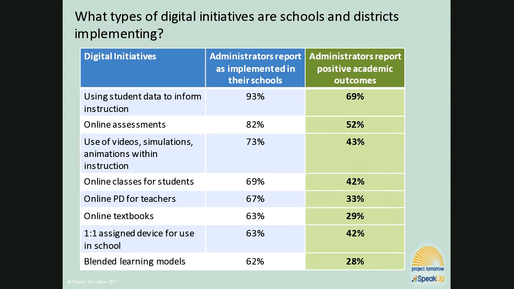So 69% of the administrators said that the use of student data to inform instruction is having a positive academic outcome. 43% looked at the use of videos, simulations, animations within instruction as driving more positive outcomes. The idea of having a one-to-one mobile device assigned for students to use in school, 42% of the administrators said they were seeing positive outcomes associated with that. So this is a really interesting bit of data. As I said, we actually asked district administrators about 15 different initiatives. I just pulled a few of them here for you.